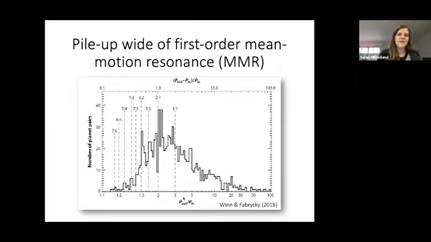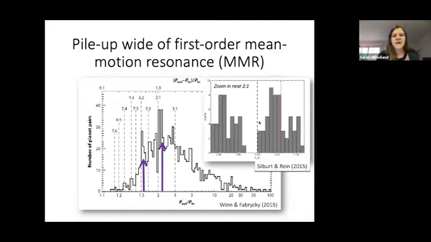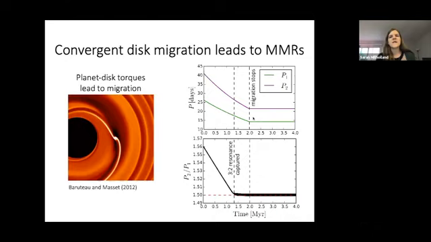pairs of planets. It's a little bit hard to see here, but if we zoom in near the 2:1 ratio, we can see that there's an excess of systems wide of that and a deficit inside of this. These mean motion resonances, these integer period ratio relationships, which I'll call MMRs, are naturally produced through convergent migration of planets when they're still embedded in the protoplanetary disk.